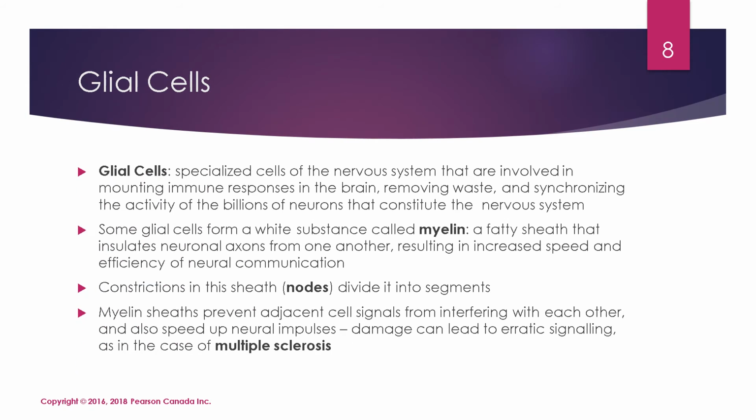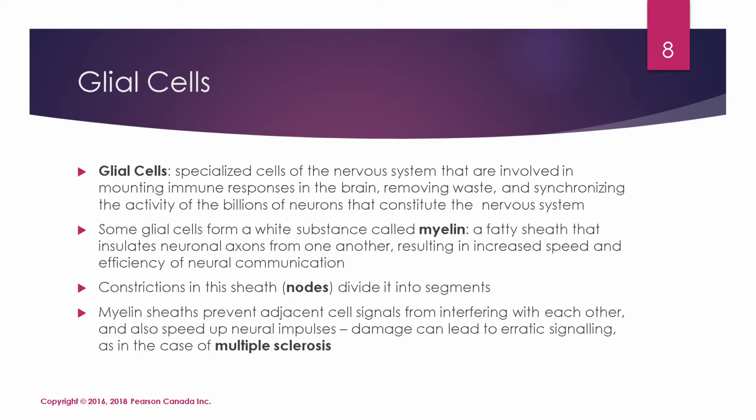So glial cells are specialized cells of the nervous system that are involved in mounting immune responses in the brain. So they help kind of protect the brain through immune system responses. They help remove waste, so any dead neurons, things like that, they will remove, get them out of the way. And they also synchronize the activity of the billions of neurons that constitute our nervous system. So they're actually very important. They're kind of like the coordinators for the neurons.